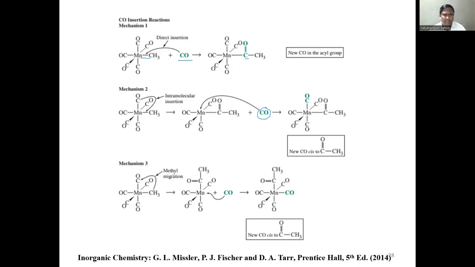And the third one is methyl migration. The methyl group migrates to the carbon monoxide, which is cis to it, to give the SL1. And now you can see the vacant site is created here. So the new carbon monoxide can migrate to that vacant site to give the product. And here you can see the new carbon monoxide is cis to the SL group.